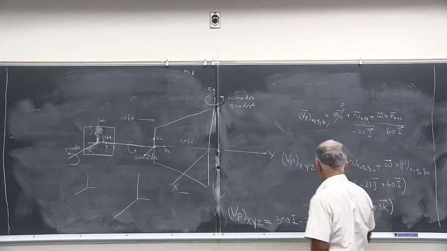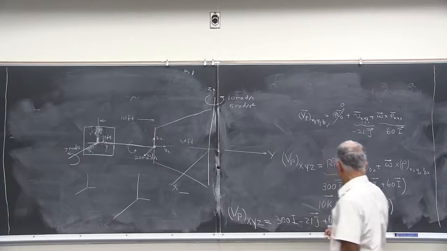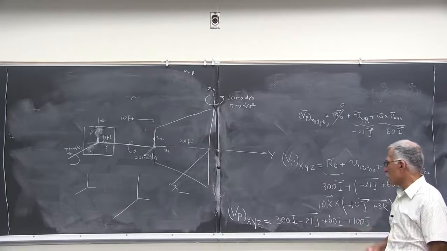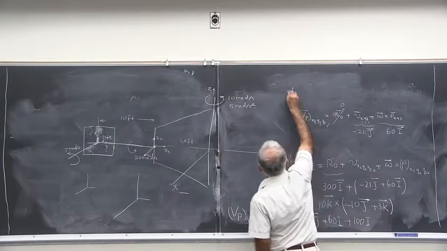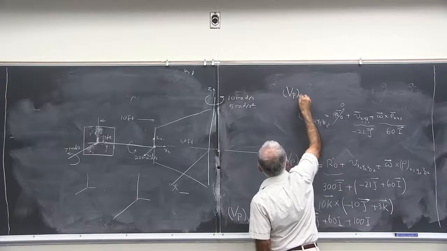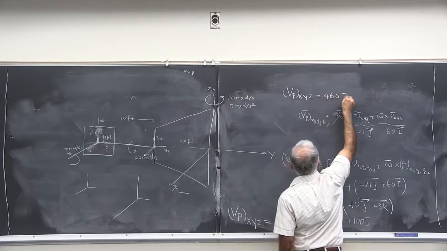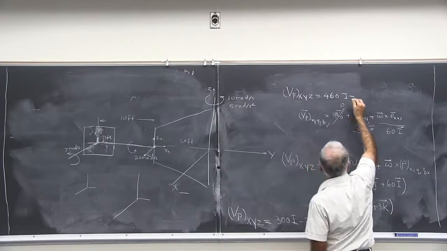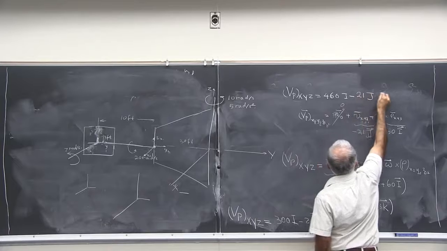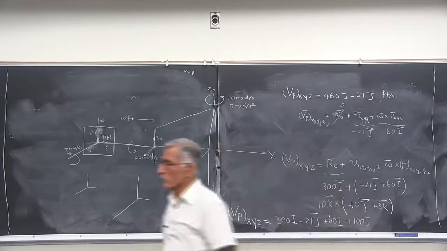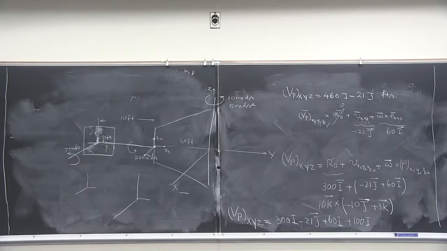So that would be 460I minus 21J. So velocity at the point P, respect to main reference frame, is 460I minus 21J feet per second. Let me just check with my notes to make sure this is correct. That's correct.